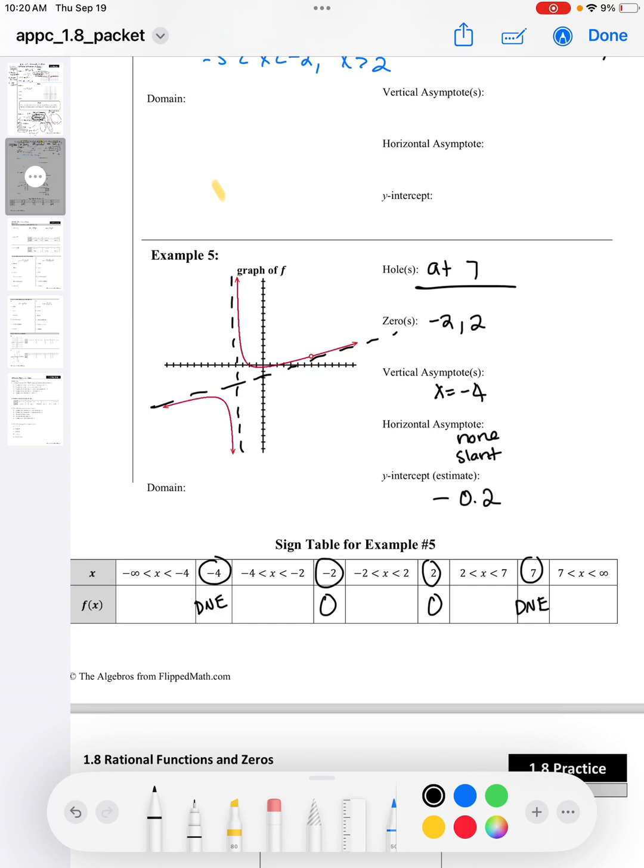Okay, so what's happening when it's less than -4? Negative. Between -4 and -2? Positive. Between -2 and 2? Negative. Between 2 and 7? Positive. And between 7 and infinity? Positive.